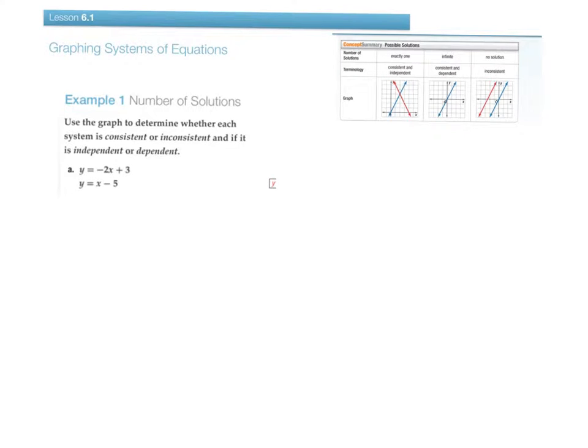To determine the number of solutions, we want to look at the slope of each of these equations. When you look at the slope of the first equation, it's a -2. And we look at the slope of the second equation, it's a 1. If they happen to be the same, then we would have no solution. But they happen to be different. Since they're different, you're going to have one solution.